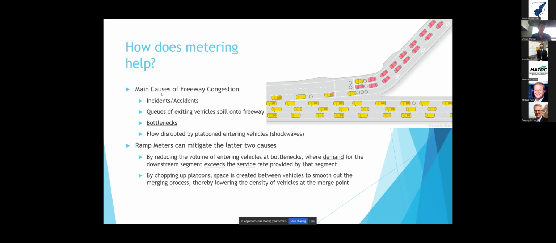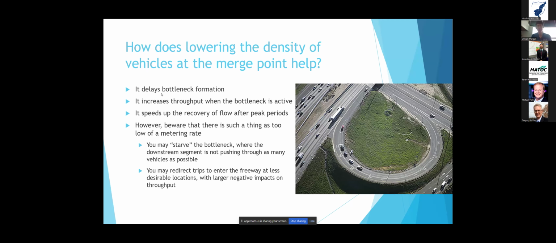Then by chopping up platoons, space is created between vehicles to smooth the merging process, which will lower the density of vehicles at the merge point. And by doing that, that has been shown to delay bottleneck formation. It increases throughput when the bottleneck is active, and it speeds up the recovery of flow after peak periods.